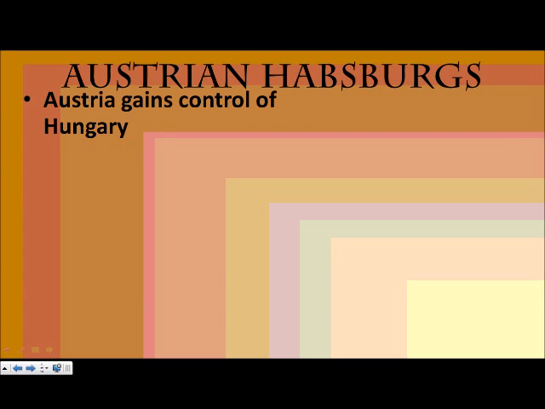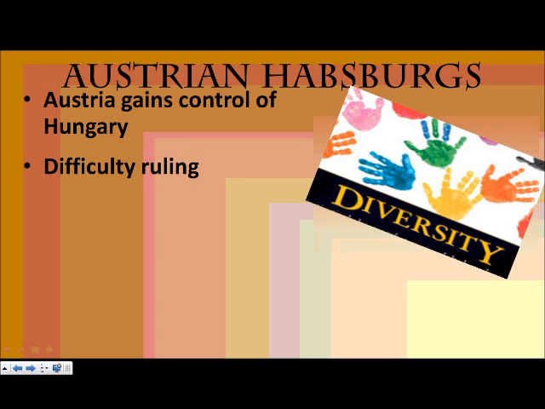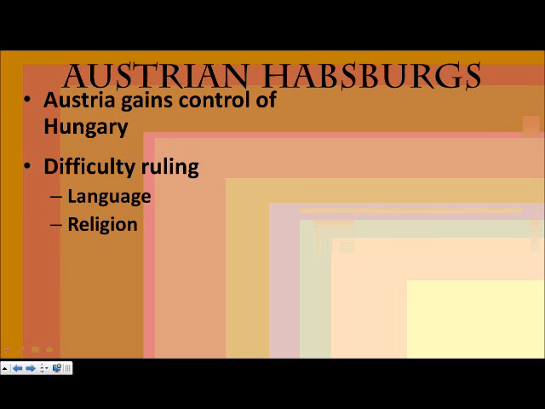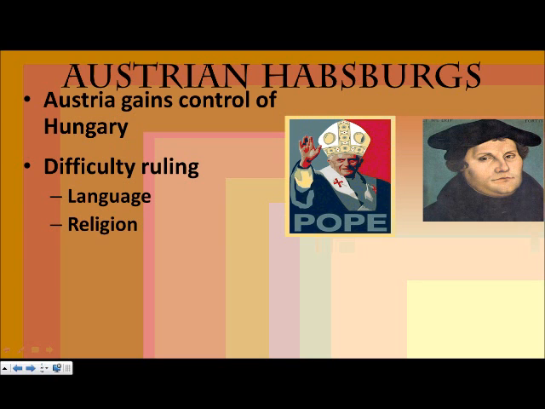The problem is Hungary is very different from Austria. So because of the differences between the two countries, Leopold has a hard time establishing himself as the single ruler over both. Some of the differences include language. Austrians speak German. Hungarians speak Hungarian. Austrians are Catholic. Hungarians are Protestant.